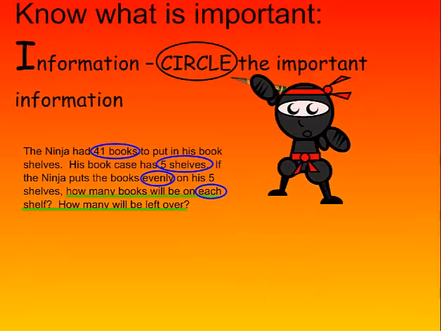We have to figure out what's important, and that's looking at the information. If you want to circle the important information, that's great. So we have 41 books, there's 5 shelves, and evenly he wants to put them on each of the 5 shelves, and each shelf. So each means there's one of something. Those are the keywords we're going to be looking at.